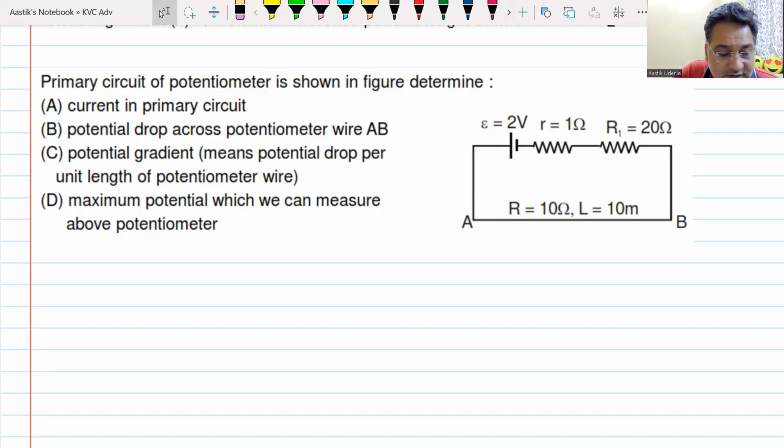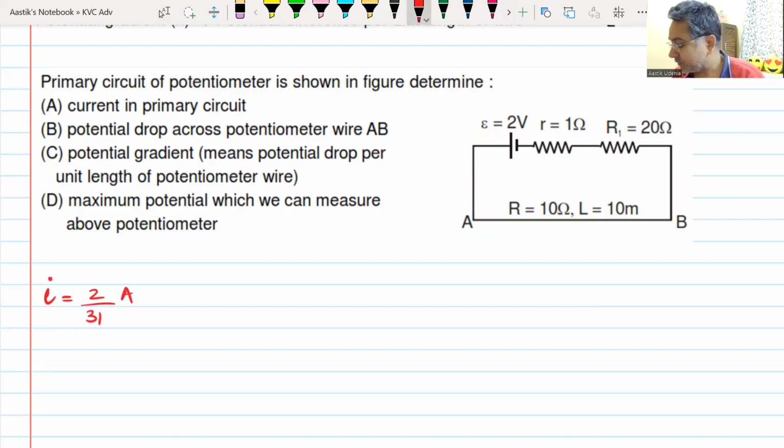This is the primary circuit of a potentiometer. We have to find out the current in the primary circuit, the potential drop across the wire AB, the potential gradient, and the maximum potential difference that we can measure using this potentiometer wire. Do we have answers here? Number 1, current in the circuit. How much is the current? 2 by 31. You just have to find the total resistance: 1 plus 20 plus 10, so 2 by 31.